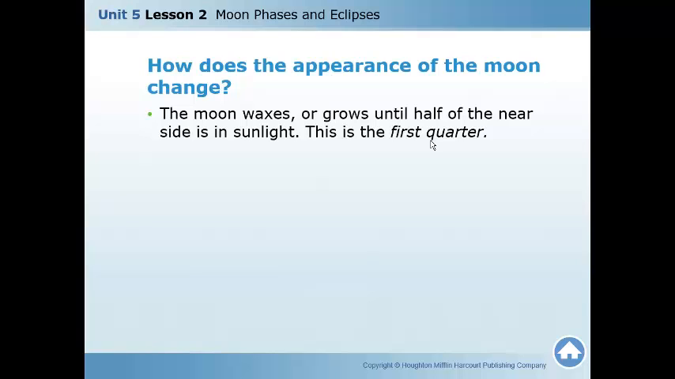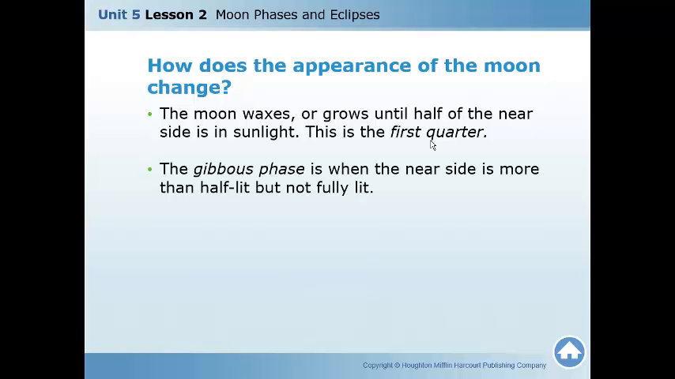When the moon is waxing, I remember waxing as when you wax a car, you're getting it brighter and shinier towards a full moon. The gibbous phase is when the near side is more than half lit. So anything that's past half of the part of the moon that we see lit is called gibbous. So more than half is gibbous. When the moon is fully lit, we call it a full moon. So it's going to be a waxing crescent, a first quarter, a waxing gibbous, until we get to a full moon.